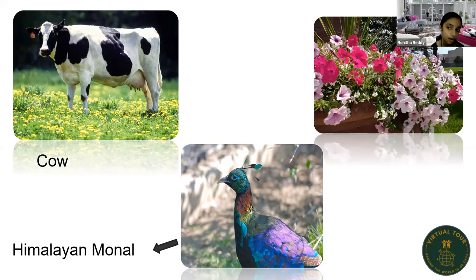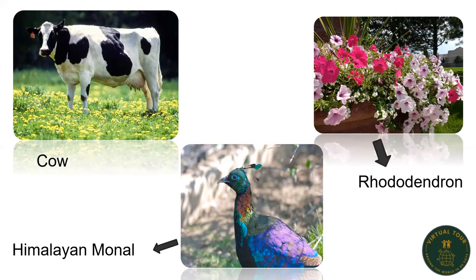Ma'am, the national bird also has the name Monal. Monal is also a name. Yes. Coming to the national flower, it is rhododendron. This is the scientific name. We have national symbols: the animal, bird, and flag.